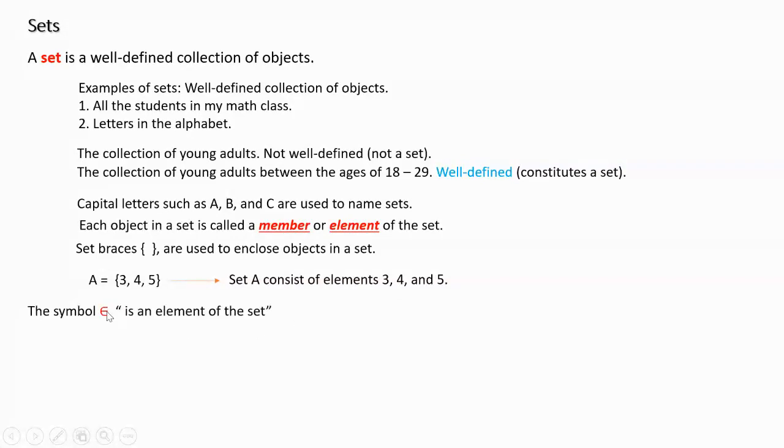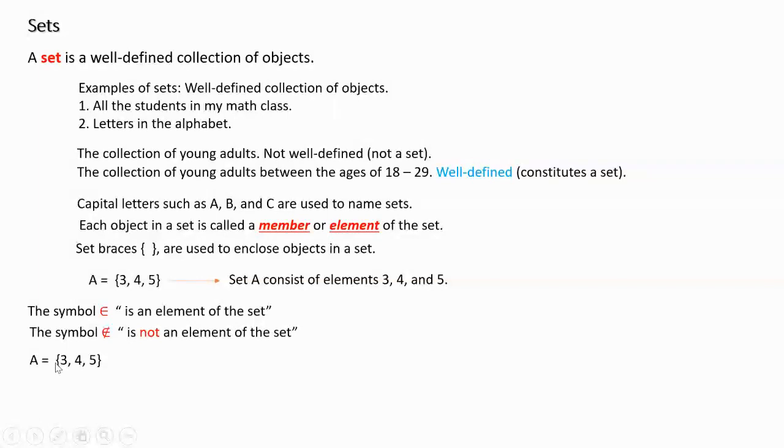This symbol looks like an E, but it's not an E, just a symbol. It means it's an element of the set. The same symbol with a slash over it means it's not an element of the set. In other words, the first symbol means that the element is in the set, and the second symbol means that the element is not in the set.